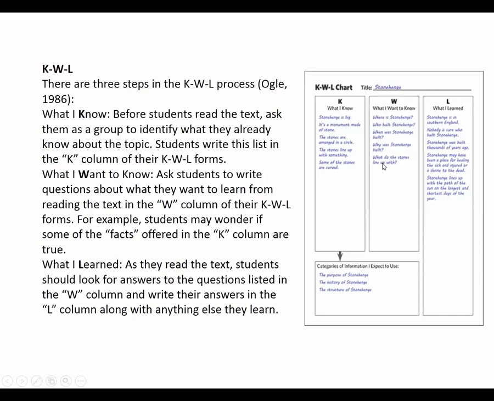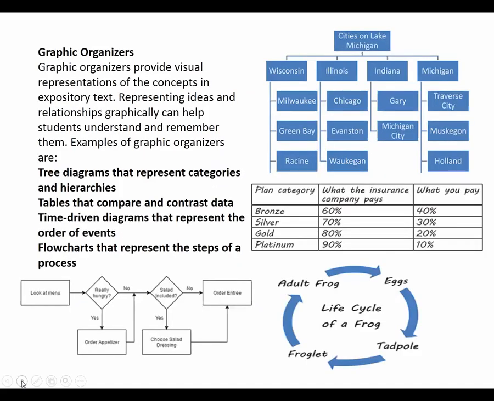what they want to know. When they will ask questions, then obviously they will try to find out the answer of those questions. So after reading the text in the post reading stage, they have to fill this column, and they will have to write down what they have learned. Okay, so this is how this chart works. KWL ये भी post में भी करवा सकते हैं आप.